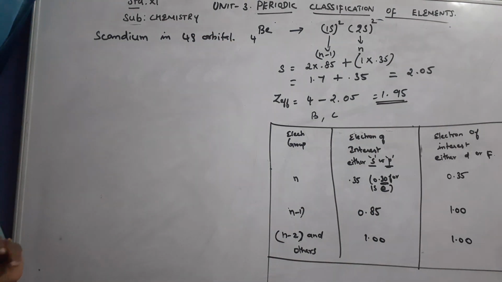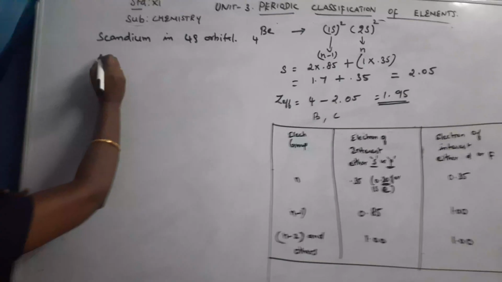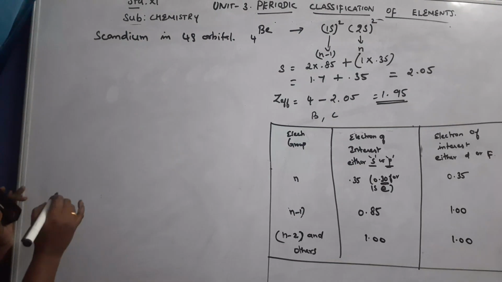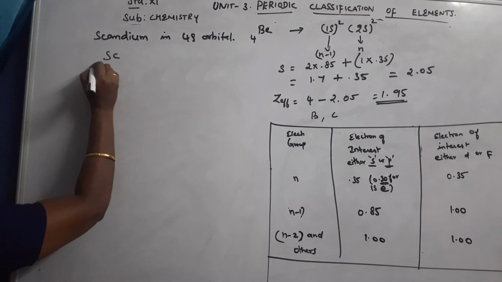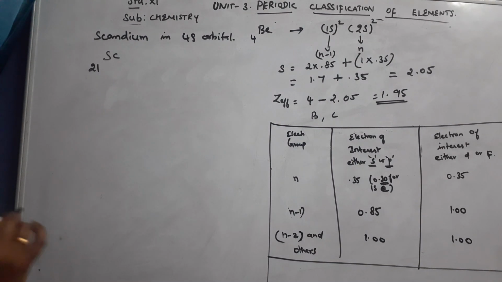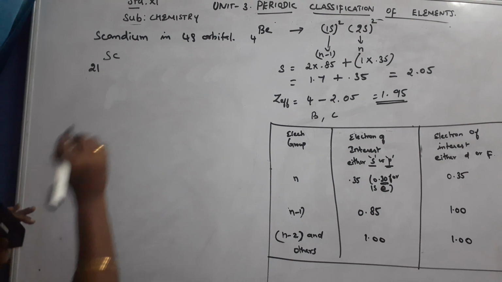Okay, electron in 4s orbital. So, okay, ma'am, what's the atomic number for scandium? For scandium, the atomic number is 21. Okay, so what's the first step? First, we have to write the electronic configuration.